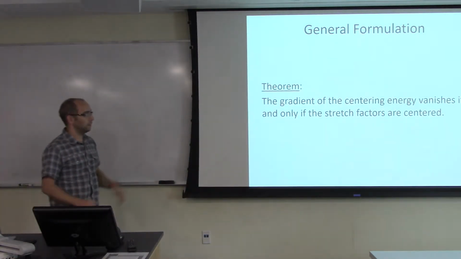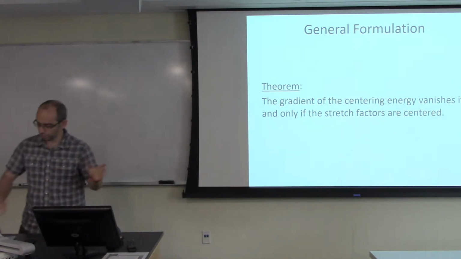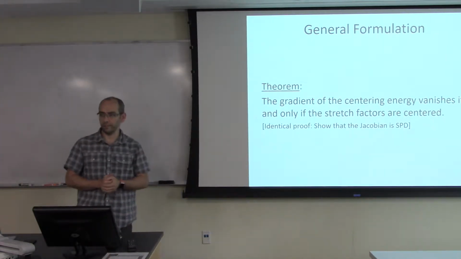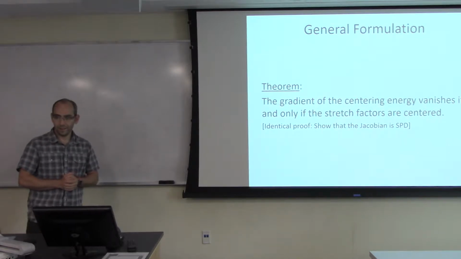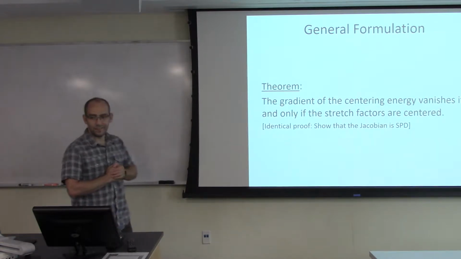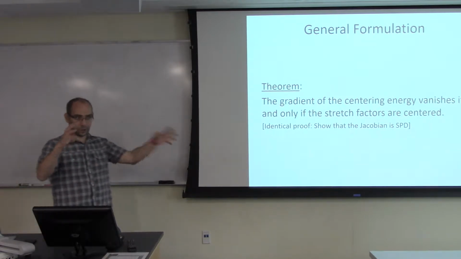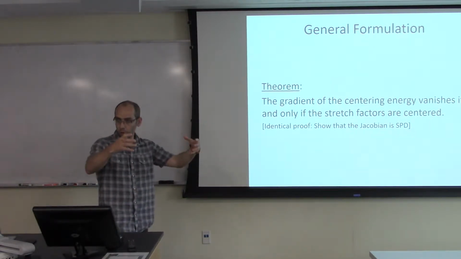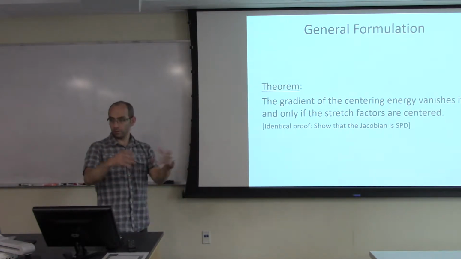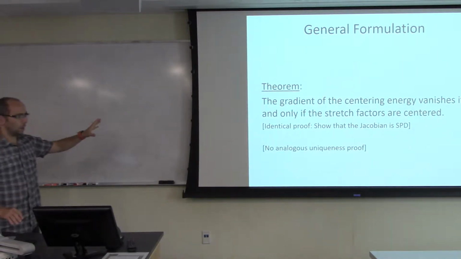So the theorem is that the gradient of the centering energy vanishes if and only if the stress vectors are centered, and the proof is identical. We show that the Jacobian of this mapping is symmetric positive. So this is for the space of linear functions or any space? This is any space of functions. Any space of functions. Okay, so centered with respect to projection onto that function space. So there's this coupling between the deformations you are allowing, which are characterized by gradients of functions in the space, and centering, which is a notion of projection onto the space. There is no analogous uniqueness proof.